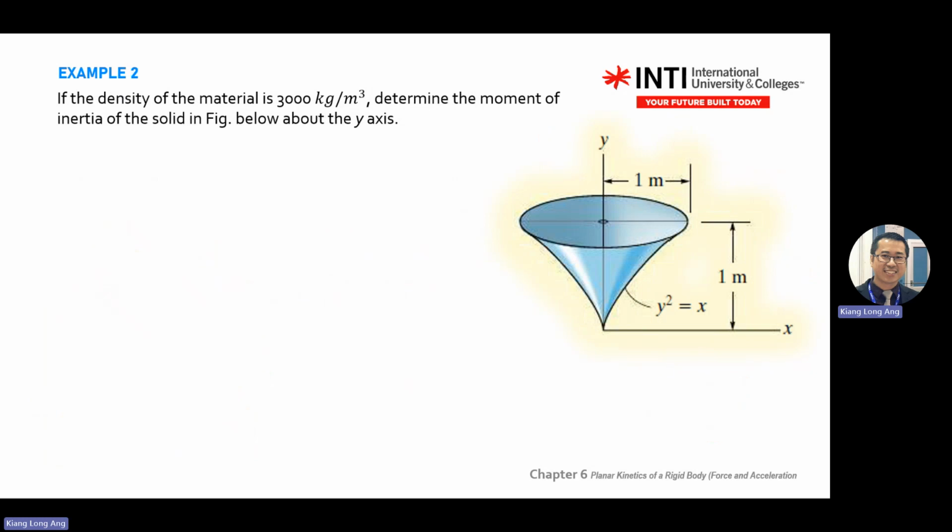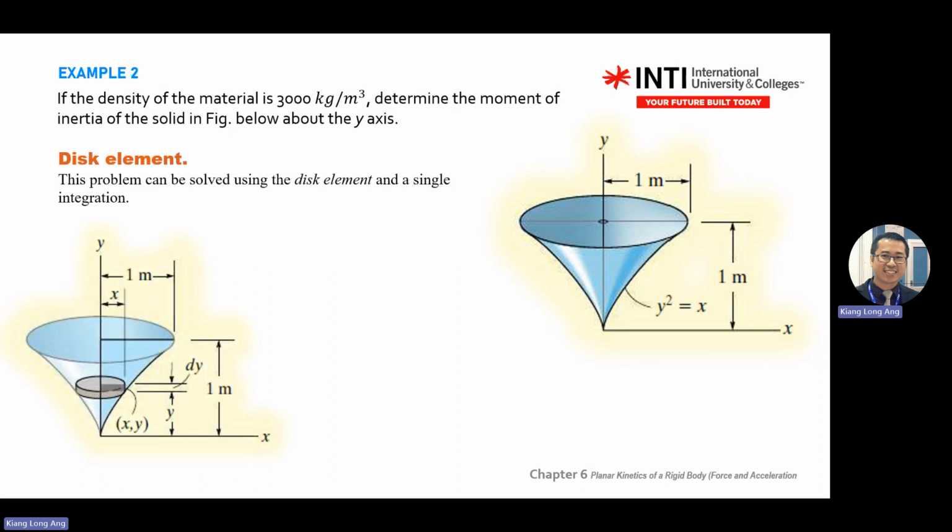Okay. Example 2, we'll use this element. You have a cone, and this cone surface is given by the equation y square equals x. The height is 1 m, the bottom base is 1 meter, and the density is 3,000 kilograms per meter cube. Determine the moment of inertia for this object. Just now we used shell, and now we use this element, which means the change of dy.